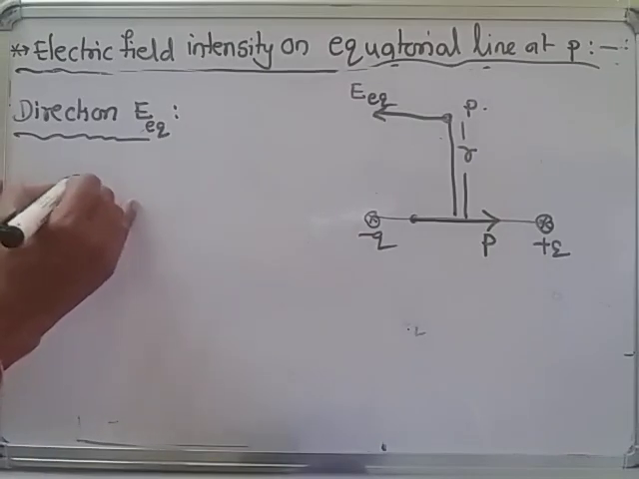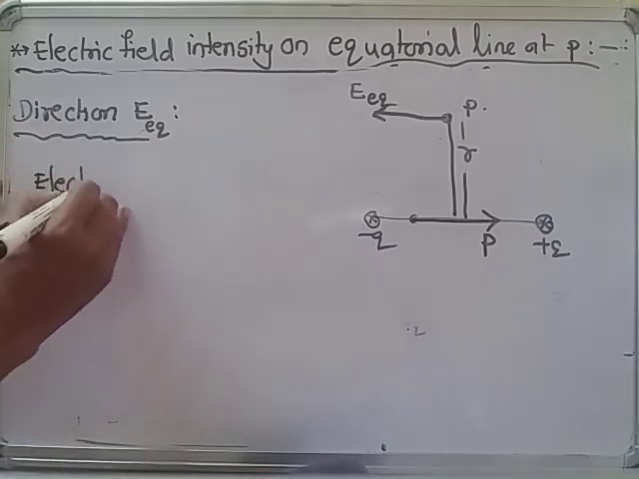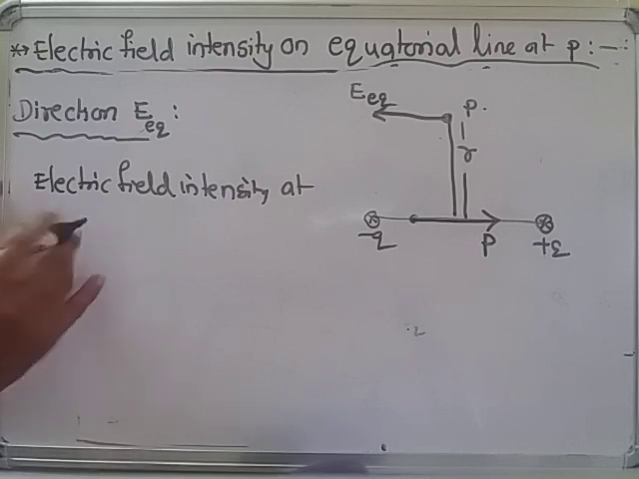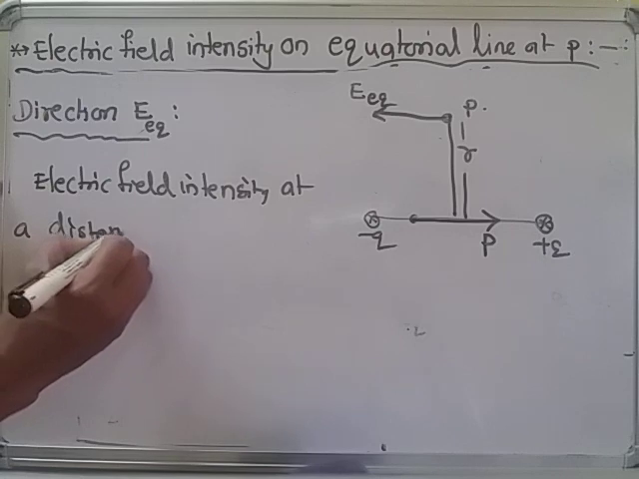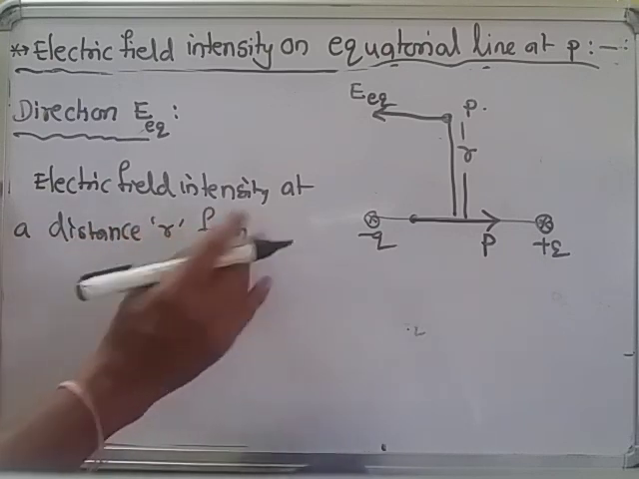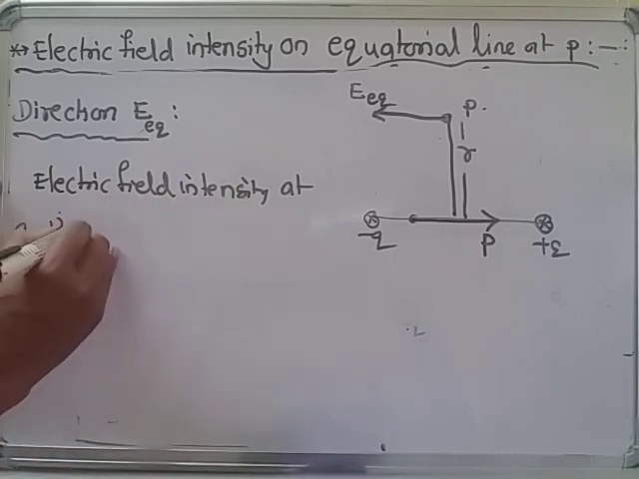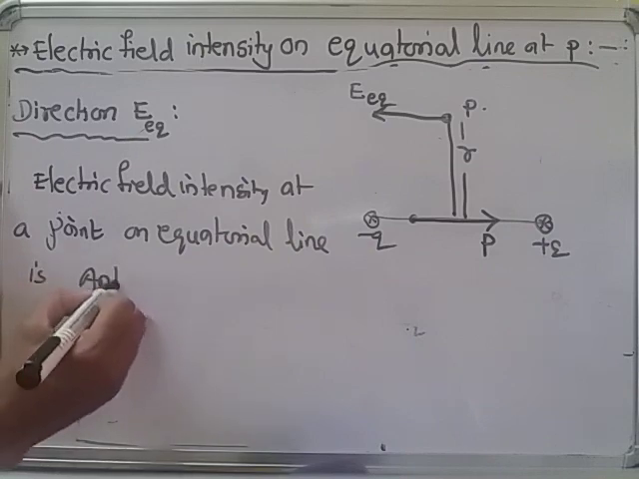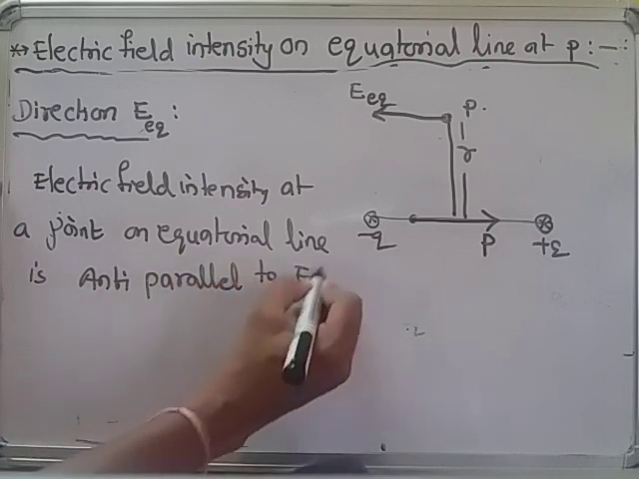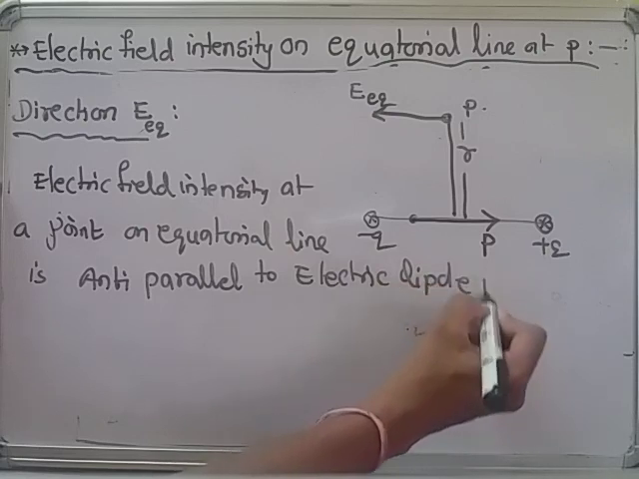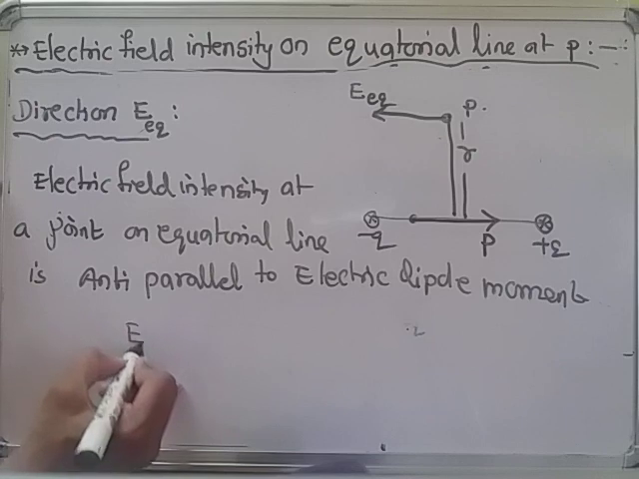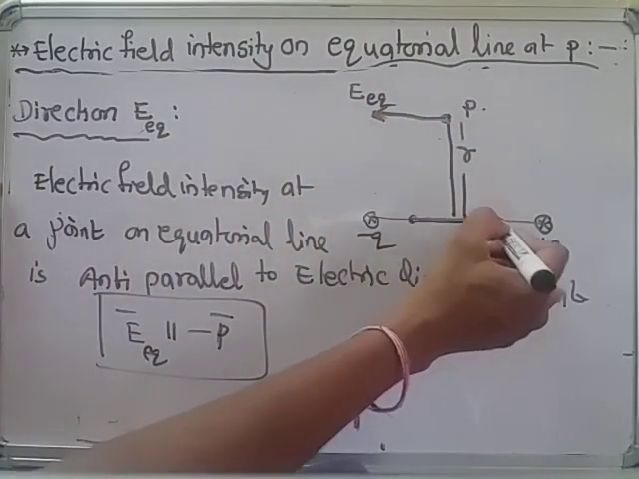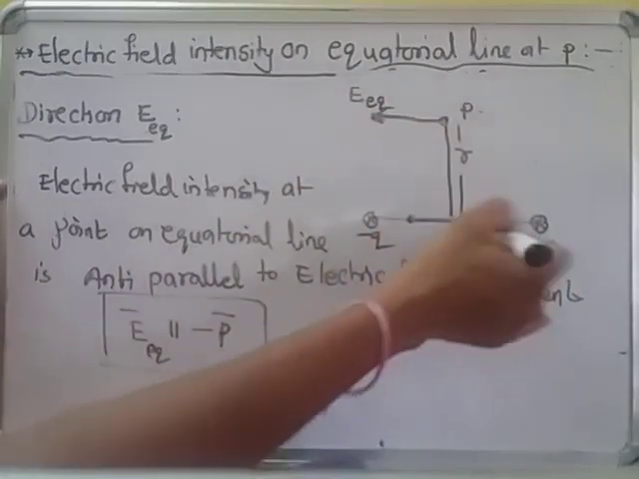That means the electric field intensity on the equatorial line at a point is anti-parallel to the electric dipole moment. Why? The electric field we got is on the left side, but the dipole moment is on the right side, from minus Q to plus Q. That means the electric field intensity on the equatorial line is anti-parallel to the dipole moment.